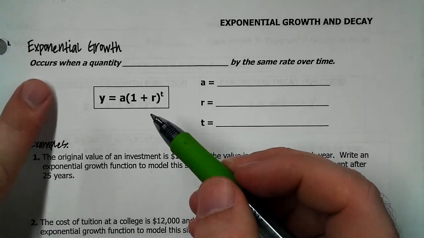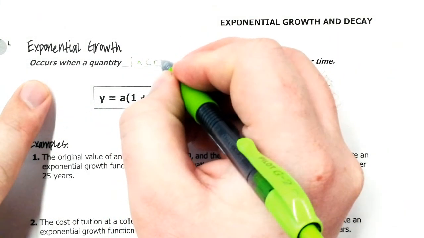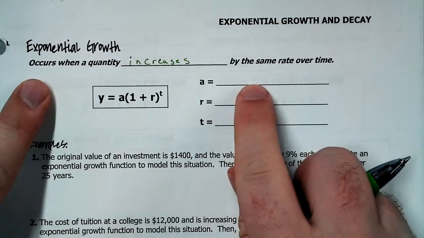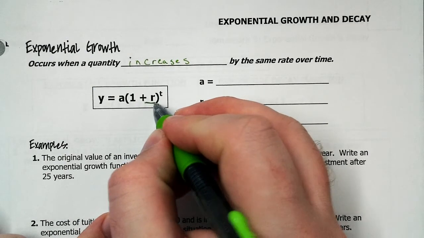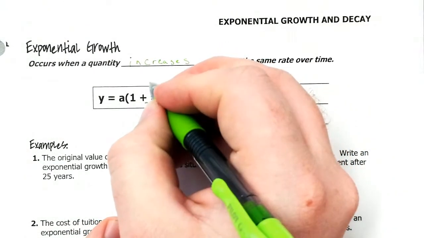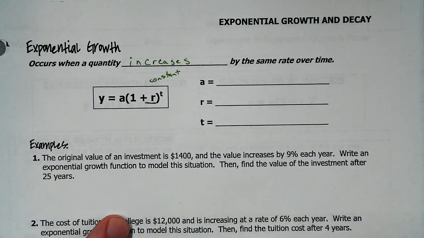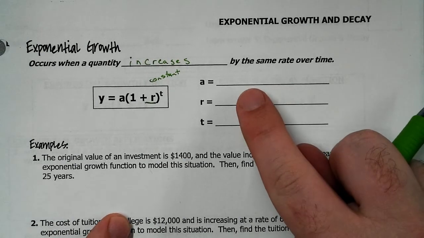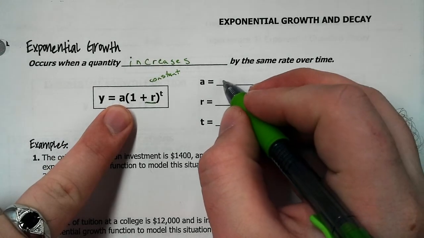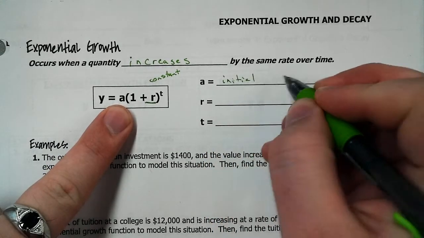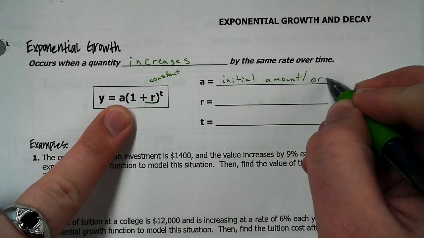So, this exponential growth occurs when a quantity increases by the same rate over time. So this rate has to be constant. If it is not a constant rate, you're not going to have exponential growth. Now, A is always your initial amount or your original. It just tells you where to start.